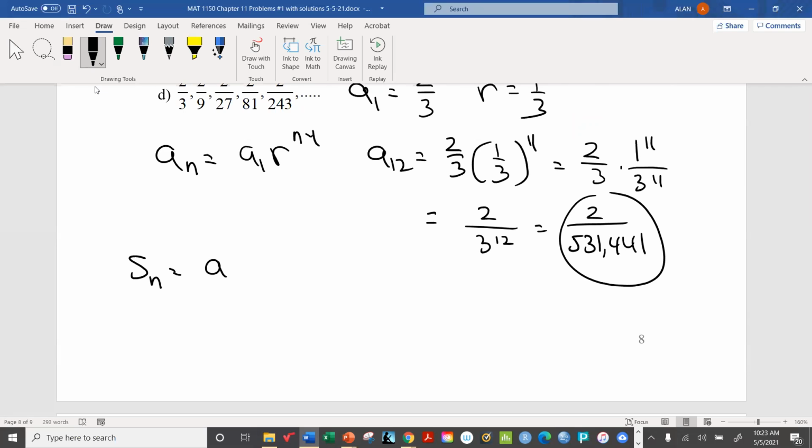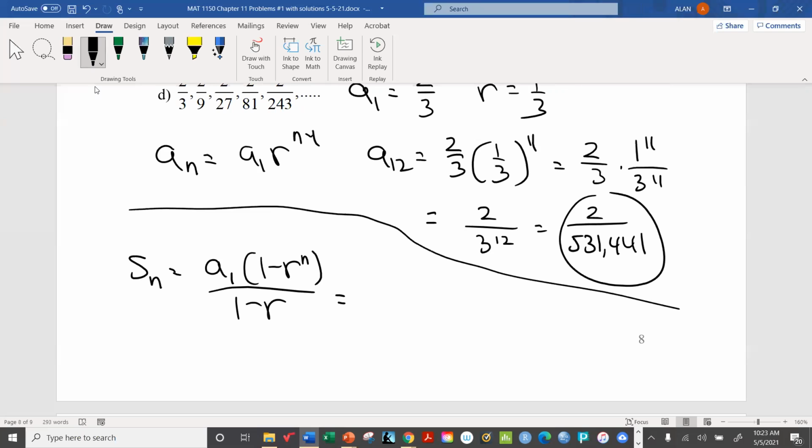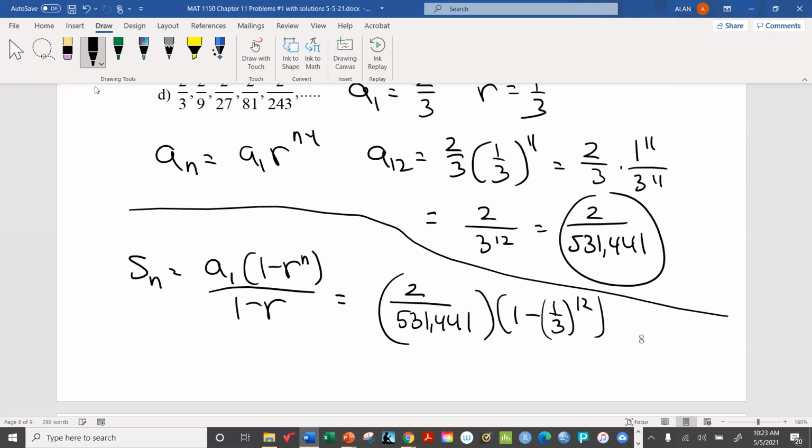Now you can see the calculation of S is going to be a bit of a mess. Yeah, look at this. Oh my God. 2 over 531,441 times 1 minus 1/3 to the 12th.